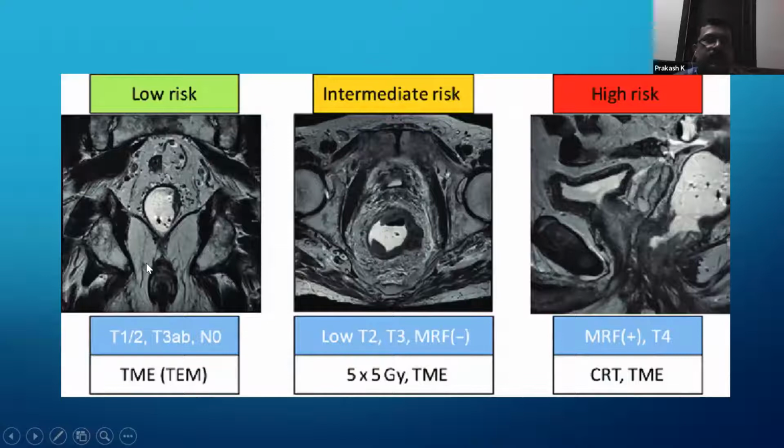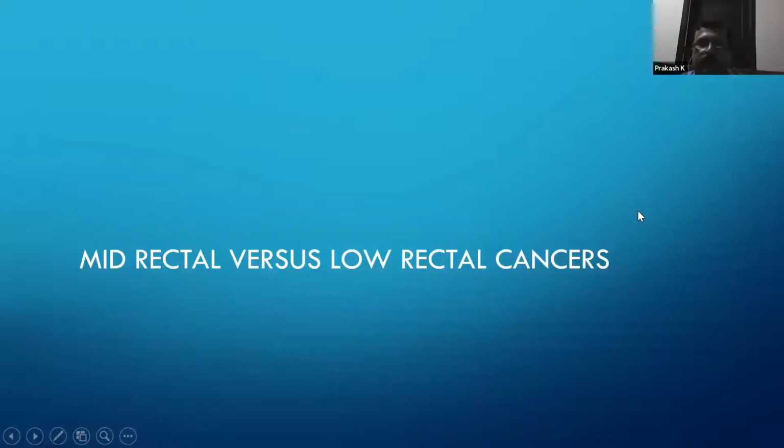difference. You can see that this T1 disease thickening here. The mesorectal fascia is intact. There are not many lymph nodes. So they can undergo upfront surgery. This is a typical T3, probably B disease, but the mesorectal fascia is very well clear. So these patients, because of the risk, can undergo radiation followed by surgery. But any bulky tumor, the high risk group, should undergo chemoradiation, then followed by surgery.